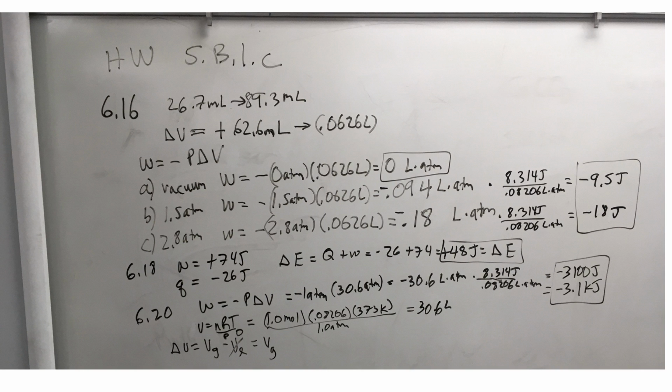So our formula is work equals negative P delta V. In a vacuum, pressure is 0 atmospheres. So letter A, work equals negative 0 times 0.0626 liters, or 0 liter atmospheres, which would be 0 joules.